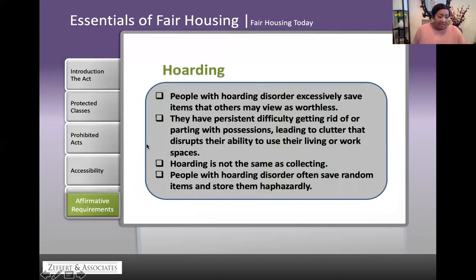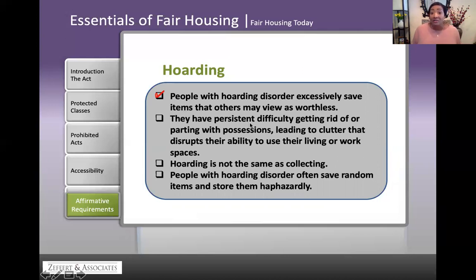When we talk about hoarding, it's important for you to understand, first of all, what is hoarding? If we do not have this mental disability, we may think that this is just trash, is junk, or it's just a hot mess. But for persons that have a mental disability of hoarding, it's so much more than that. People with hoarding disorder excessively save items that others may view as worthless. So again, we see them as trash, we see them as junk, or a hot mess.